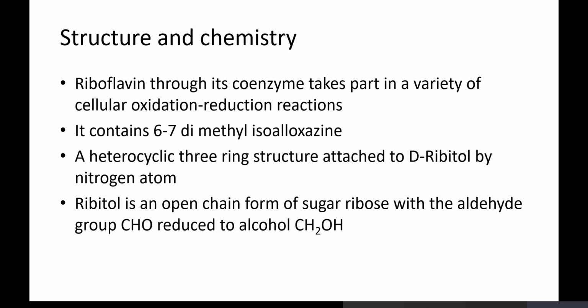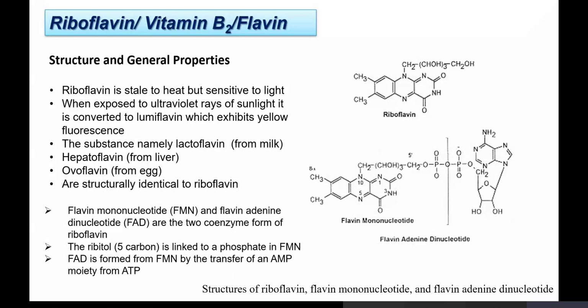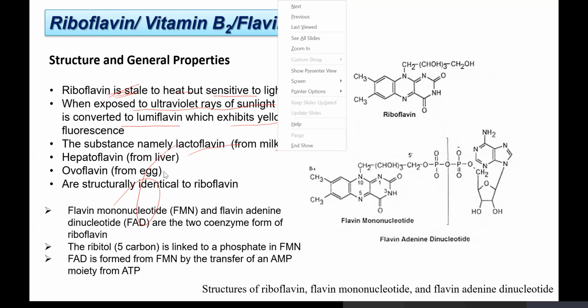This riboflavin, through its coenzyme, takes part in a variety of oxidation reduction reactions. Actually, it is stable to heat. I typed it wrongly, so I made a mistake. This riboflavin is a stable compound to heat, but highly sensitive to light, and when it is exposed to ultraviolet light, it is converted to lumiflavin, which exhibits yellow fluorescence. The substances lactoflavin present in milk, hepatoflavin from the liver, and ovoflavin from eggs were originally thought to be different, but they are identical to riboflavin.